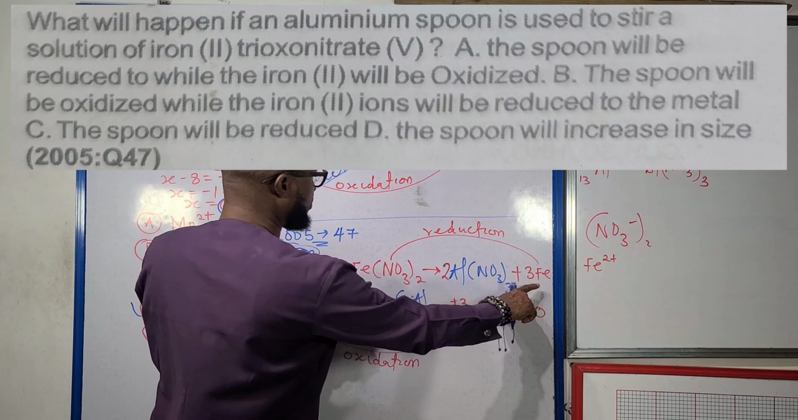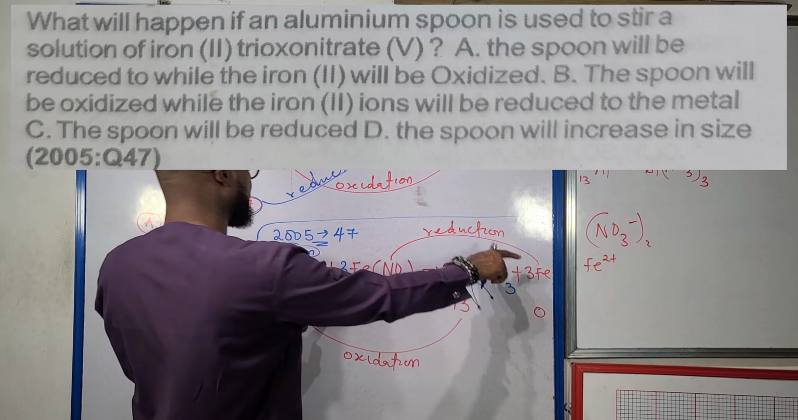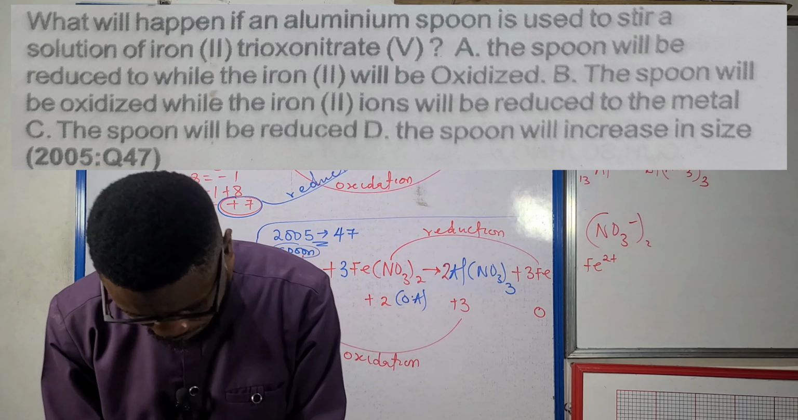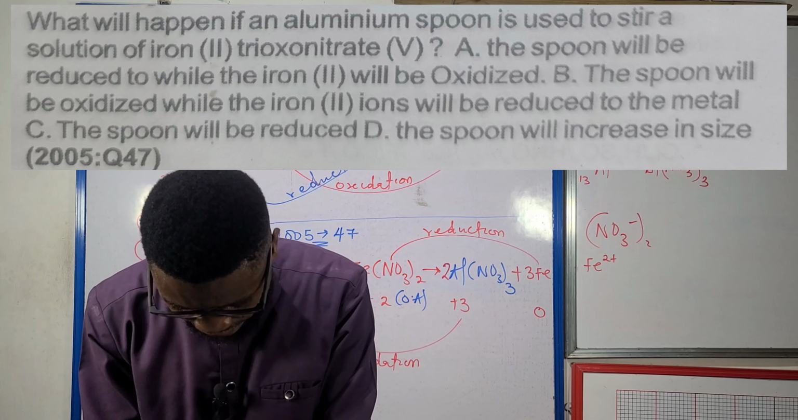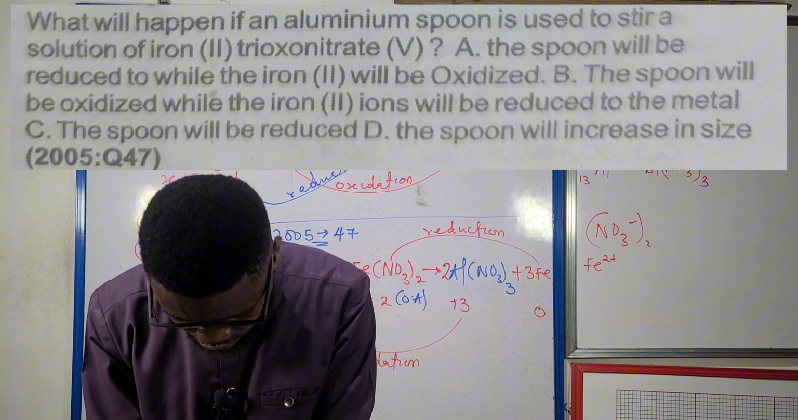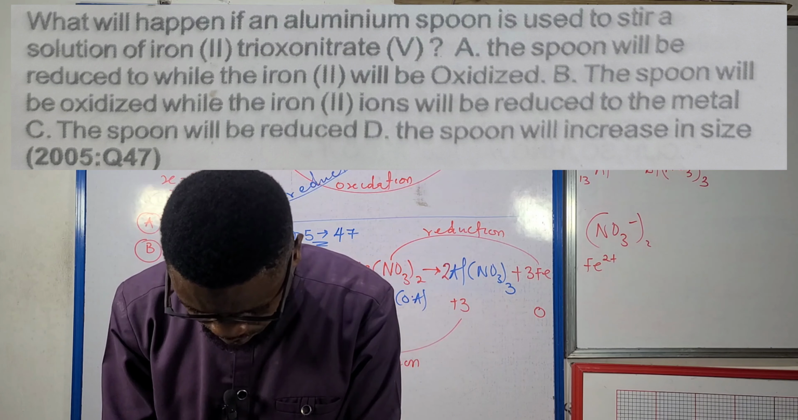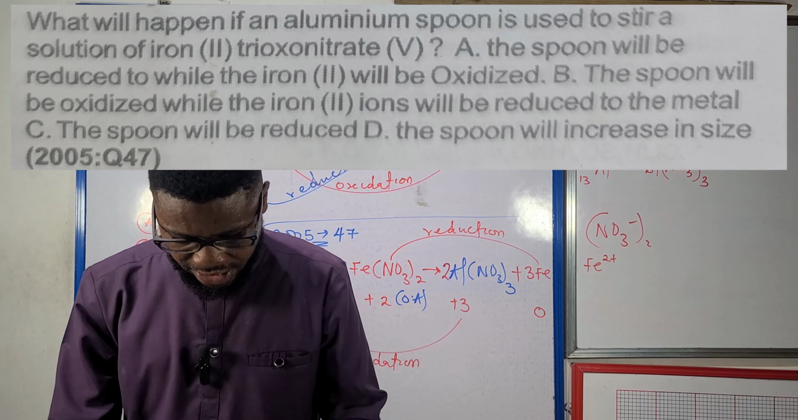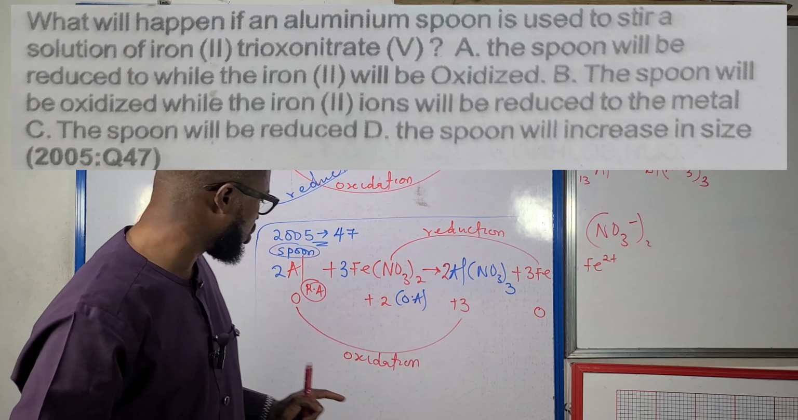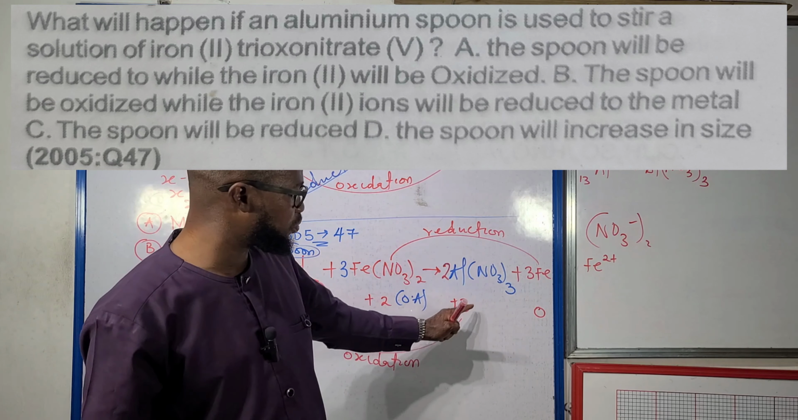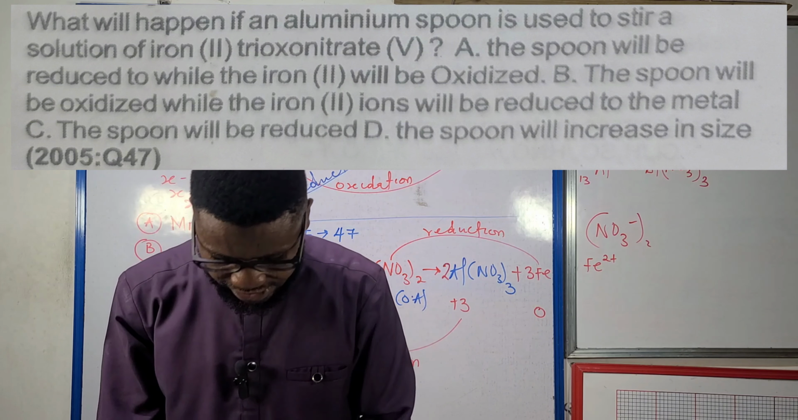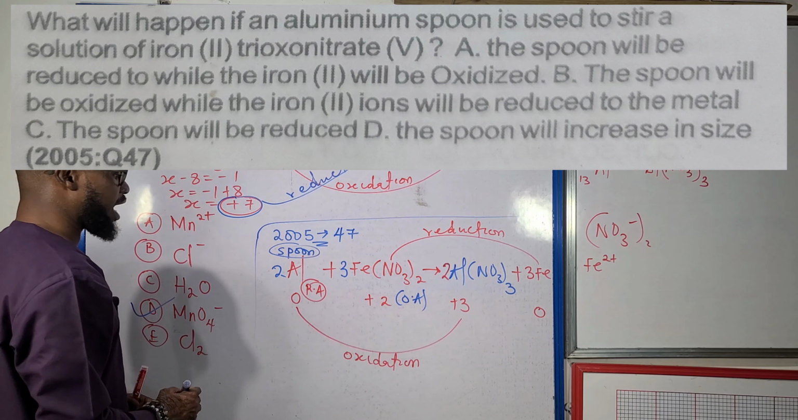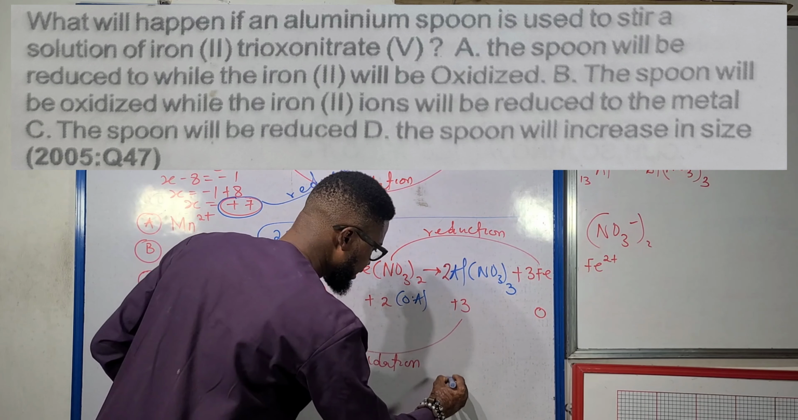Yeah, this is in the uncombined state. Iron 2 ion will be reduced. When you look at option B, the spoon will be oxidized while the iron 2 ions will be reduced to the metal. Option B is correct. You look at option C, it says the spoon will be reduced. No, the spoon cannot be reduced. The spoon will be oxidized. The spoon will increase in size. No, that is not the answer. So the correct option here is B.